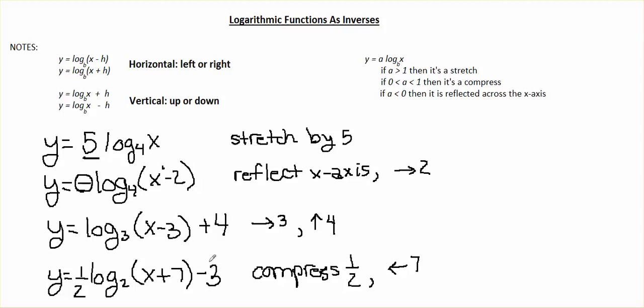And the subtraction on the outside tells me that we're moving vertically, either up or down. And here we're moving in a negative direction, so we're moving down by 3. And that's how we can take a look at our logarithmic equation and tell what kind of transformations are being applied.